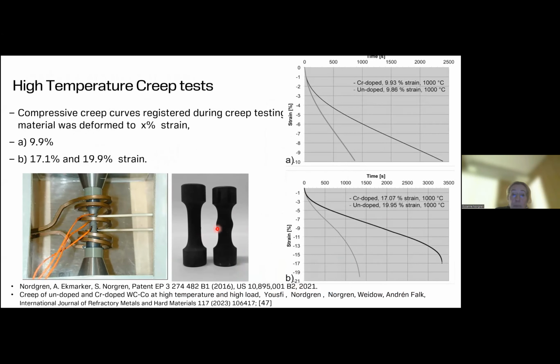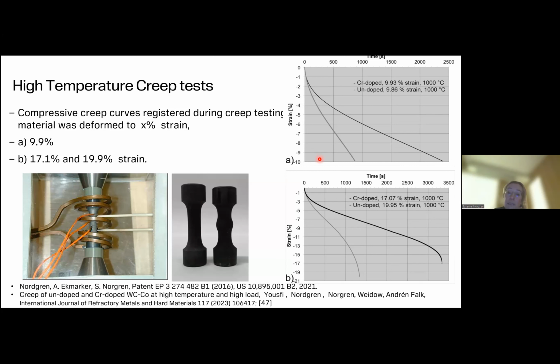So why is this important to understand? Of course, if you understand this, you can also start designing your materials. And that is what we have done here for a rock drilling application. So here you can see a cemented carbide that is undoped, that has no additions at all, just tungsten carbide and cobalt, and the other one, which is a tungsten carbide chromium material. And here we have done high temperature creep under compression at 1000 degrees C. And this is what the rod looked like before and after testing.